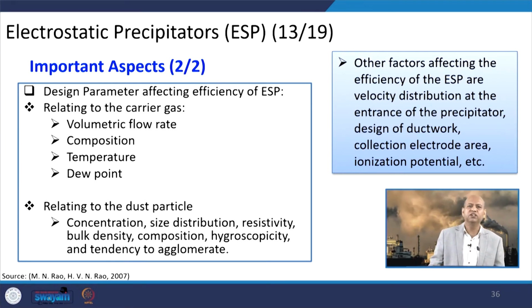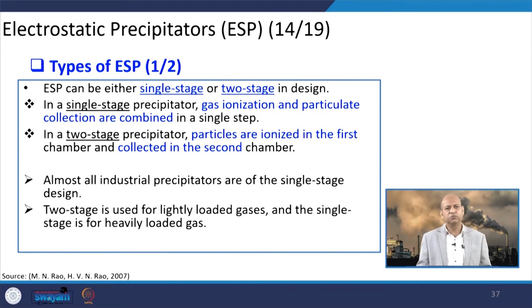Other factors affecting the efficiency of an ESP are velocity distribution at the entrance of the precipitator, design of the duct work, collection electrode areas, and ionization related potential. Those kinds of issues are important when we do design of electrostatic precipitators. And these can be either single stage type or two stage type basically.